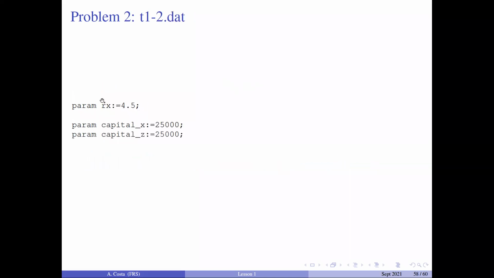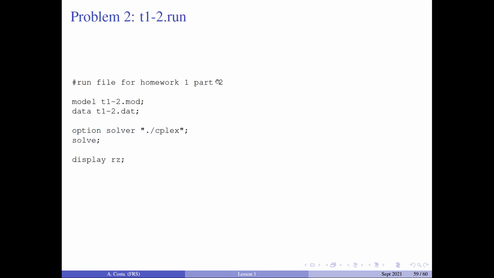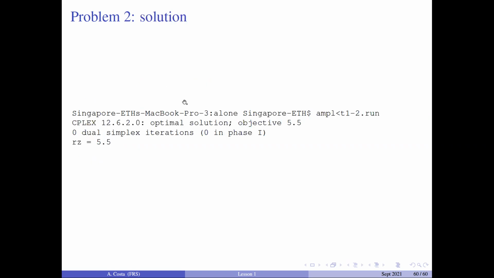Data file: okay, so we have the same parameters as before, and now instead of capital 50,000, we have capital X 25 and capital Z 25, because the problem tells us already that this is how we split the money. So what we do now, we solve the problem, and then we find out that the objective, that is also the value of the variable, is 5.5%. Did you get the same? Yeah. Okay. Anyone got any issue or any questions about this?